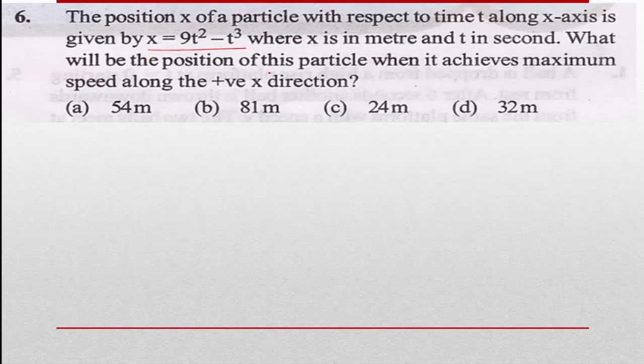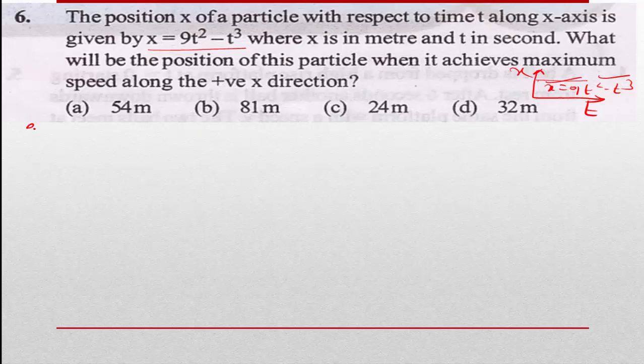The position of a particle with respect to time t along the x-axis is given by x equal to 9 into t square minus t cube. X is in meter, t is in second. What will be the position of the particle when it achieves a maximum speed along the positive x direction? Our value now we calculate.